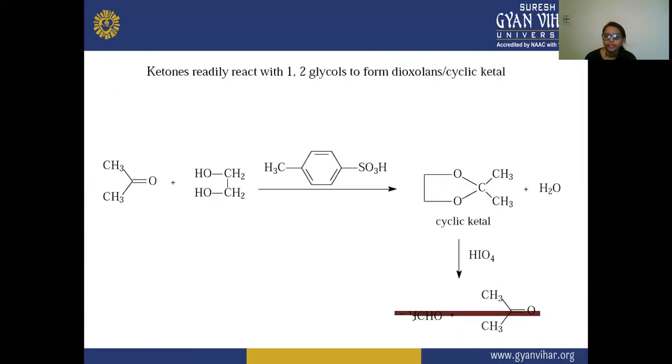So ketones readily react with 1,2-glycol to form dioxolane or cyclic ketal. So this ketone is reacting with this 1,2-glycol, and here there is a formation of this cyclic ketal. After that, when this is reacting with HIO4, there is a formation of formaldehyde as well as this ketone.